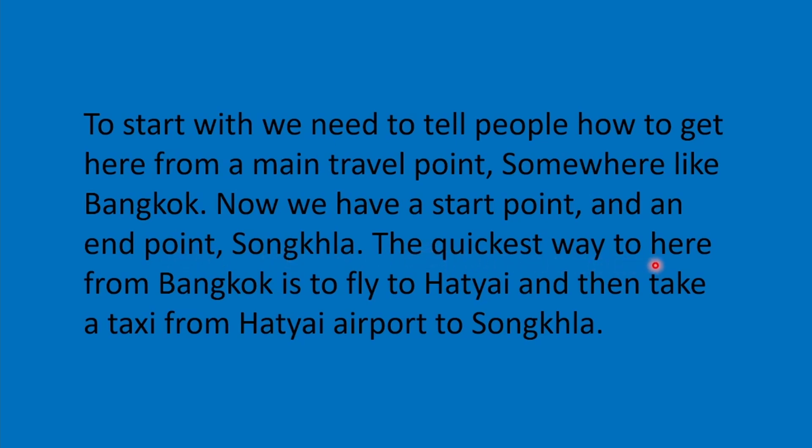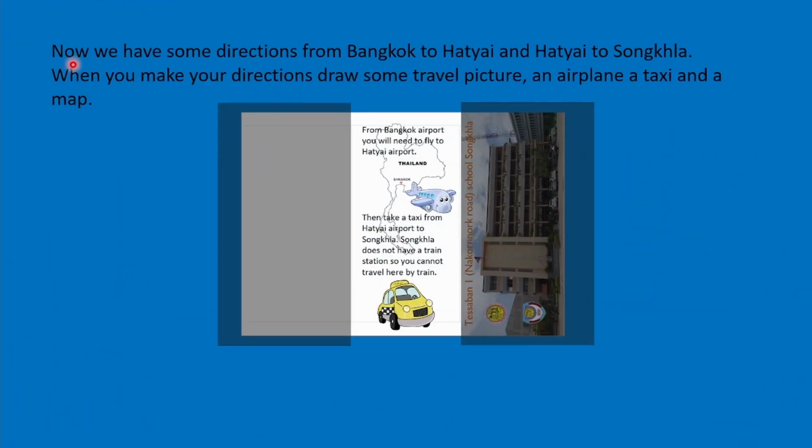The quickest way to here from Bangkok is to fly to Hat Yai and then take a taxi from Hat Yai Airport to Songkhla. Now we have some directions from Bangkok to Hat Yai and Hat Yai to Songkhla. When you make your directions, draw some travel pictures, an airplane, a taxi, and a map.